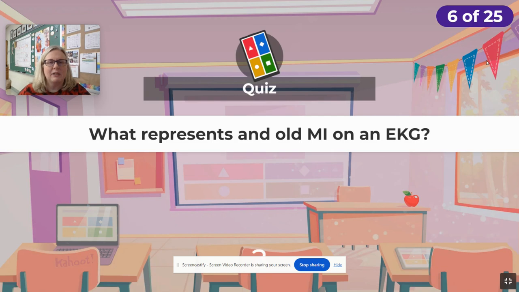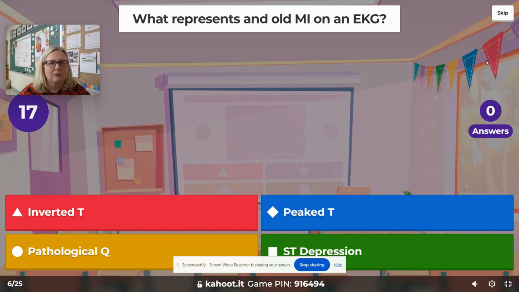What represents an old MI on an EKG? So an old heart attack. How do we know they've had an old MI on an EKG? What will we see? A difference? Is this different than a recent one or an AMI or a STEMI?